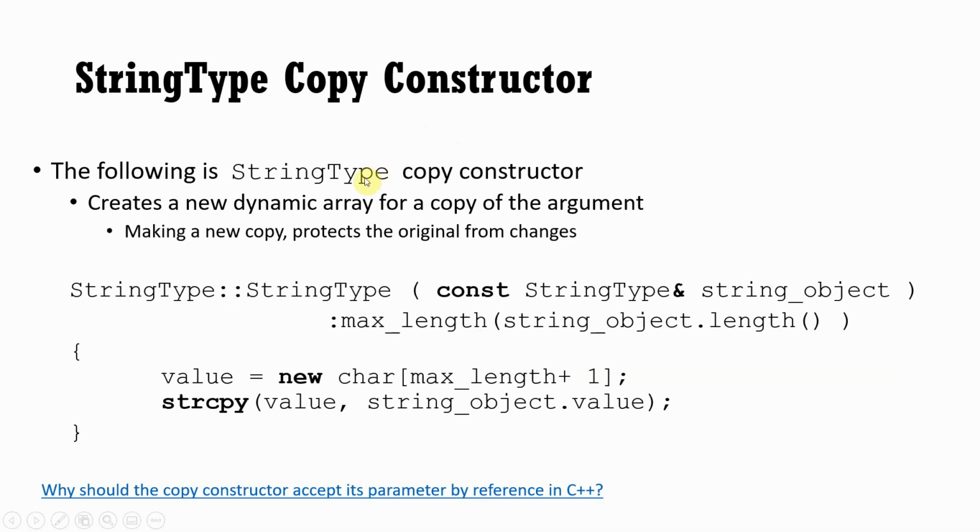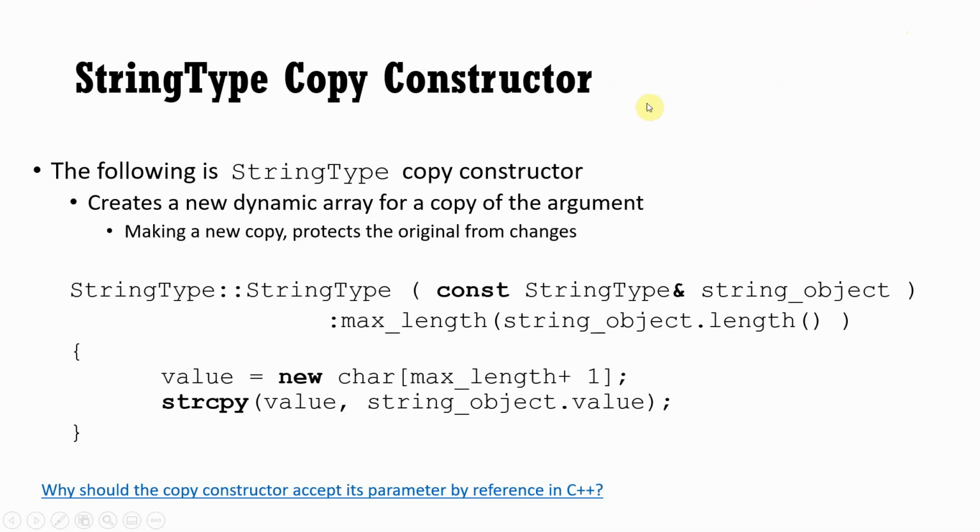So let's look more closely at the copy constructor. Imagine this StringType class has a private member variable, which is a pointer, and it's going to point to an array of characters, which is a dynamic variable, a dynamic array.